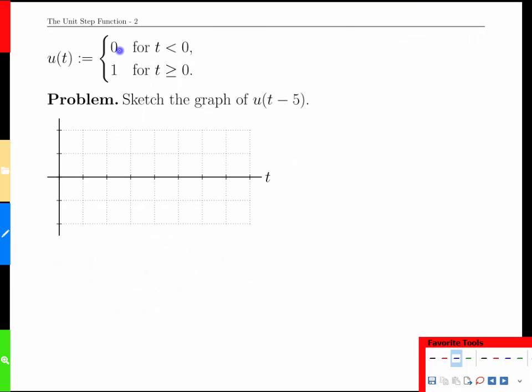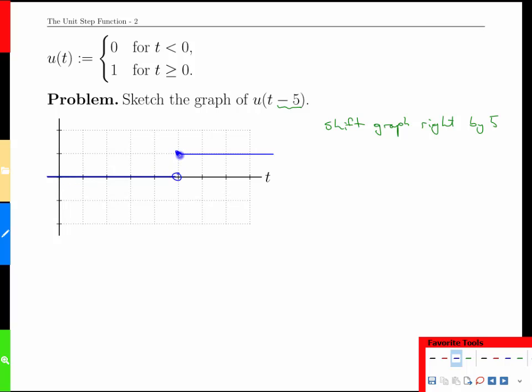Reminding ourselves of the general u function, or the simple one. What happens if we put a t minus 5 in here? Well, back from your knowledge of about grade 8 or 9 math, this will shift the graph right by 5. And that means that our function will look exactly the same as it did before, except the jump will happen at t equals 5. Filled in circle, and so on.